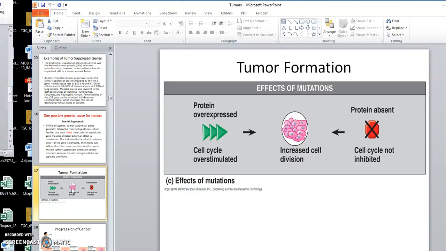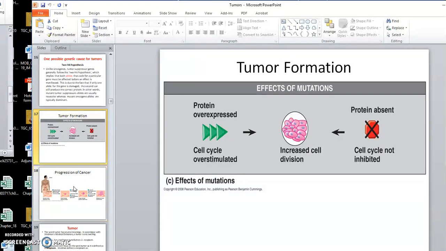Here's tumor formation. Here would be the cell cycle overstimulated. What would that be? Proto-oncogene becoming oncogene. Cell not inhibited. What would that be? Tumor suppressor gene not working. Increased cell division, abnormal, hyperplasia. A tumor, to say another term, is an abnormal hyperplastic process, remembering that hyperplasia is an increase in the number of cells. Now, you could have normal hyperplasia, but a tumor is abnormal hyperplasia.